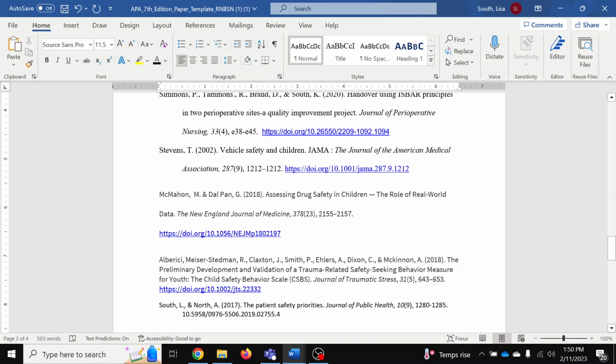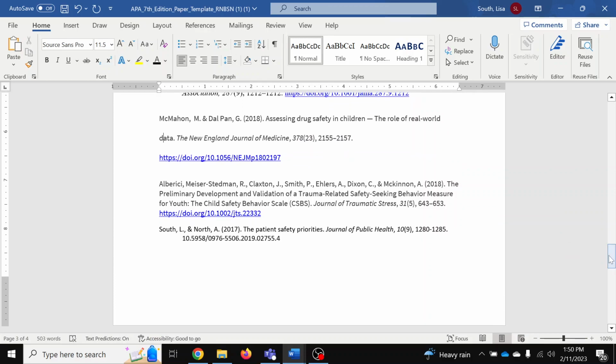Again, Assessing Drug Safety in Children. This is the title. It should be written in sentence case. See what I'm doing? Taking those caps out, just like that. The role of real world data. Just backspace and grab it. Data. Grab that one. New England Journal of Medicine. We've got that italicized, upper and lower case. There's everything we need, and there's our DOI number. Next one.